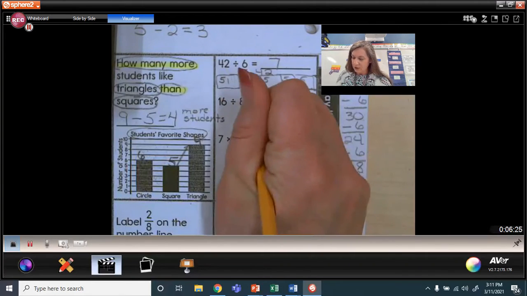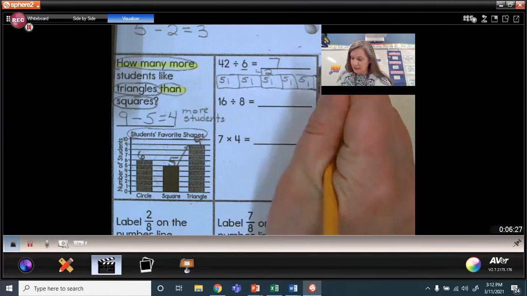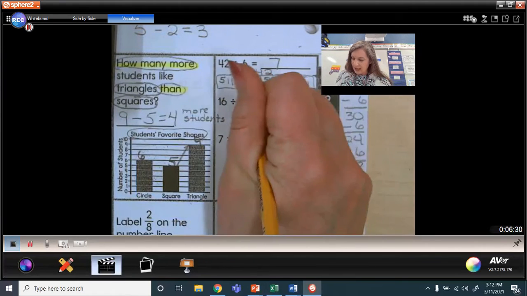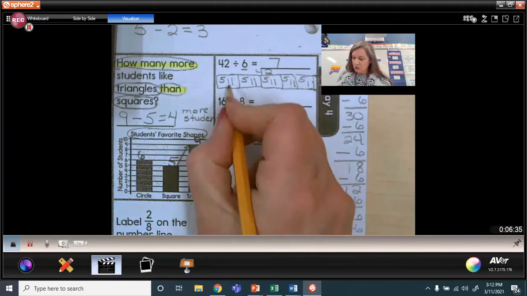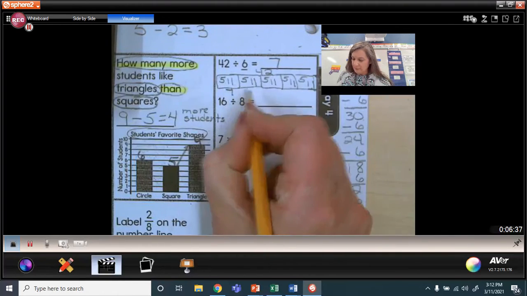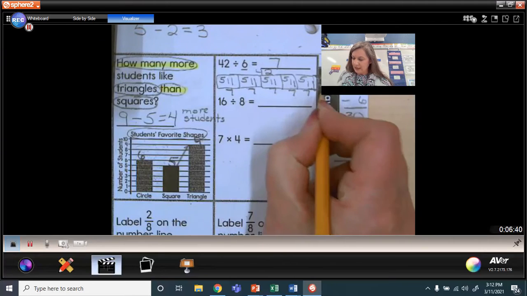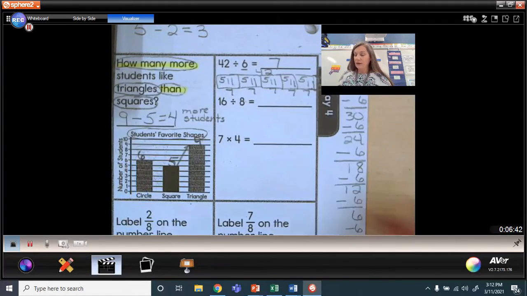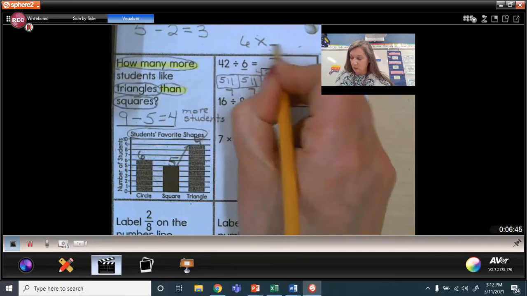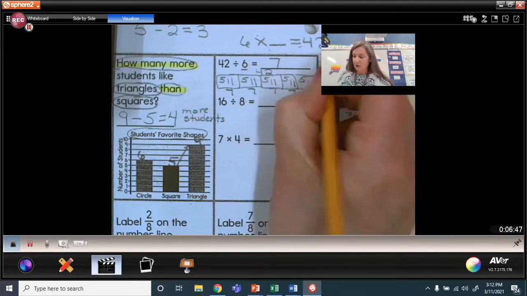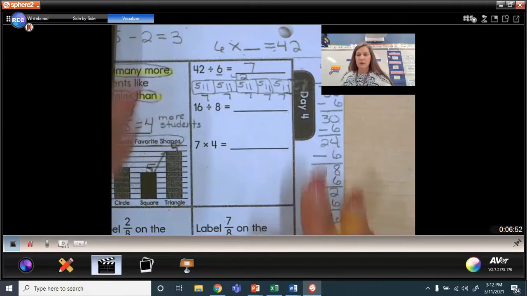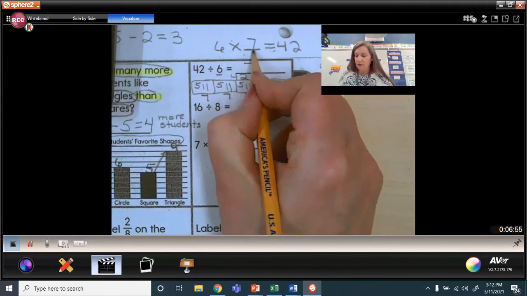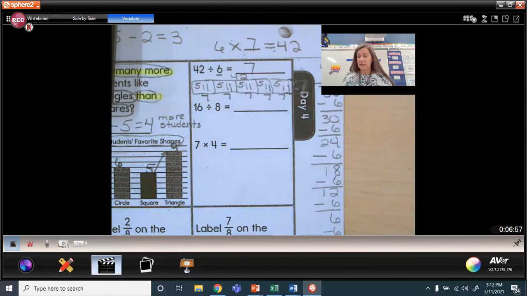31, 32, 33, 34, 35, 36. 37, 38, 39, 40, 41, and finally 42. So 5 and 2 makes 7. So that would be 7 in each group. Or if you know your multiplication tables really well, you could take your 6 groups of what is equal to 42. And if you know your multiplication facts well, you would say 6 groups of 7 is equal to 42.